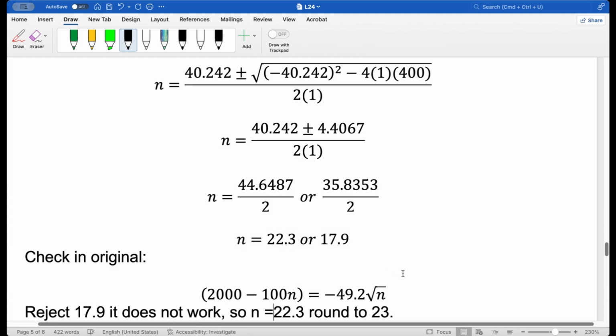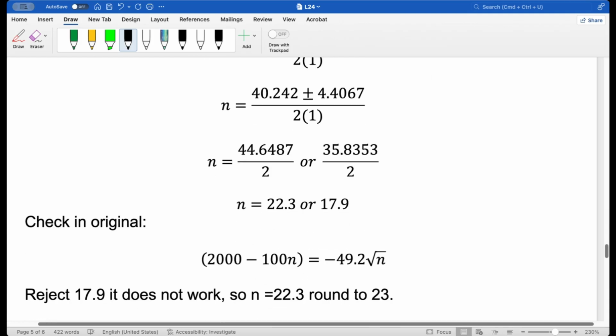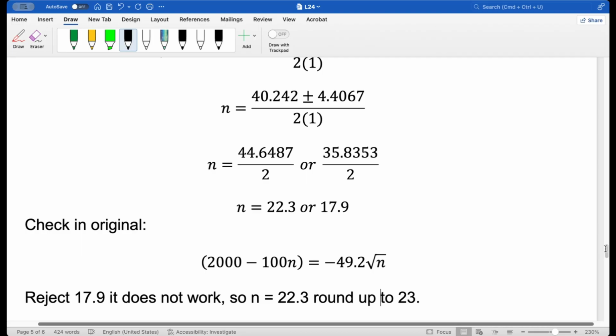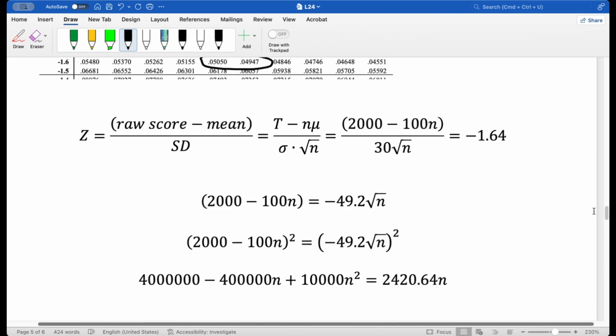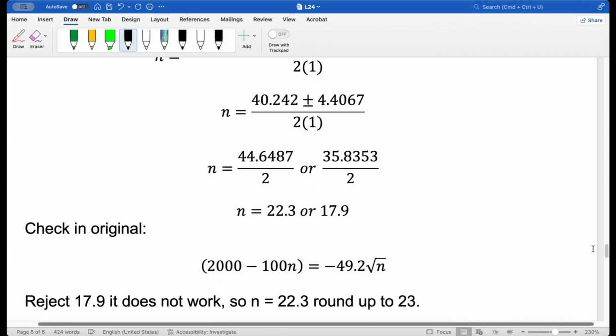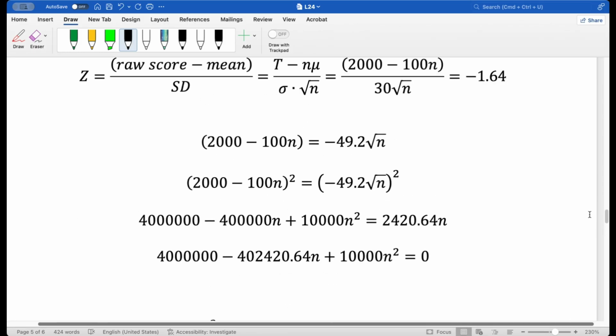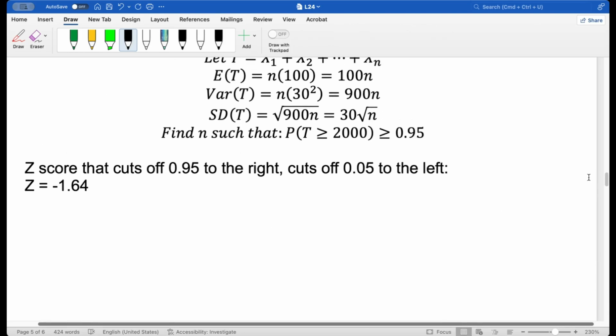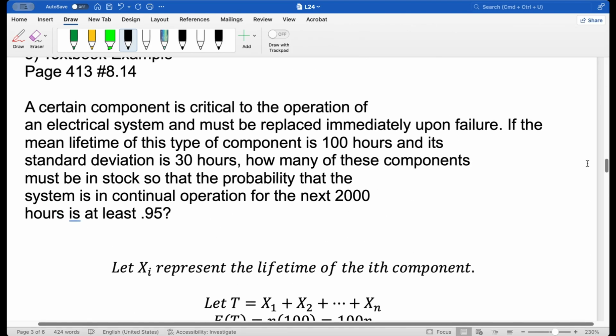Now, you have to really check back in the original here. And in the original situation, we do have a negative sign on the right-hand side. And so the 17.9 does not work. It's going to be 22.3. We need a whole number here, so we have to round up to 23. So we need to be 95% certain that this will run for at least 2,000 hours. The threshold we need is at least 23 of these components.